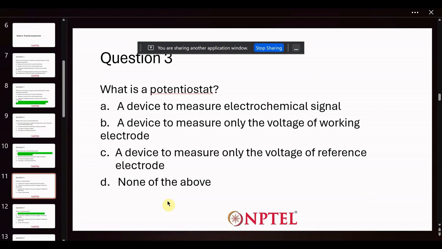So moving to the next question, what is a potentiostat? A device used to measure electrochemical signal. A device used to measure only voltage of the working electrode. A device used to measure only the voltage of the reference electrode. None of the above.